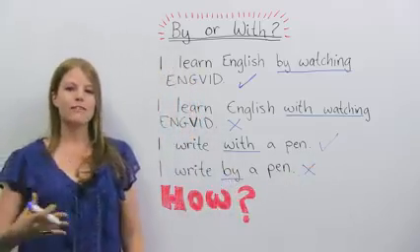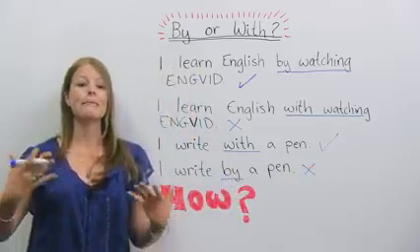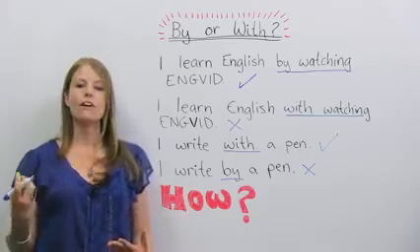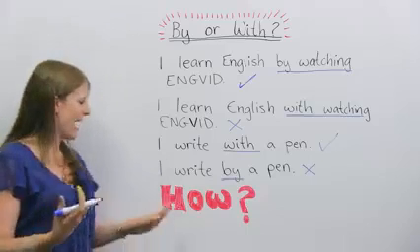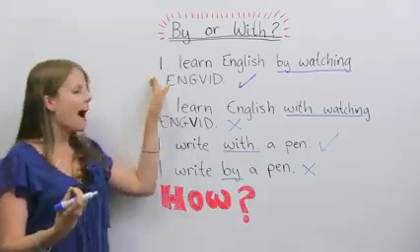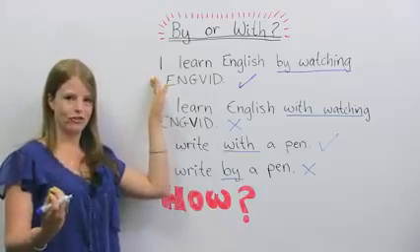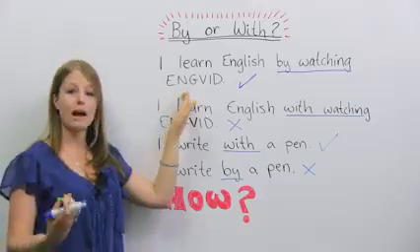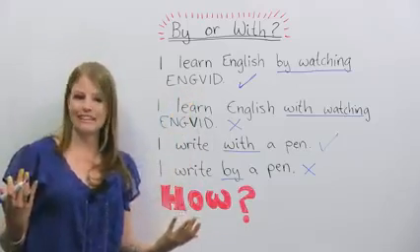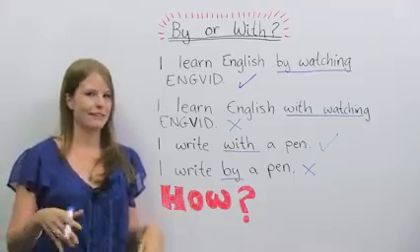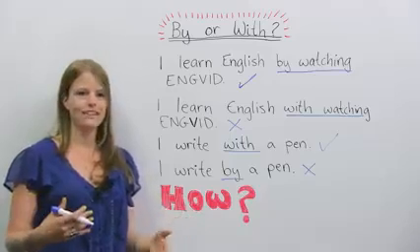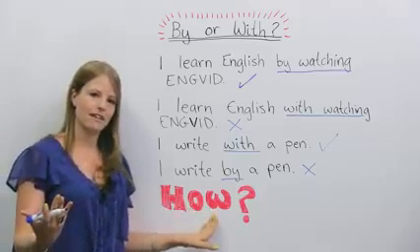So before we talk about some of the differences, let's talk about the similarities. How are by and with the same? Well, they both answer the question how. How do you learn English? I learn English by watching Ingvid. I learn English by reading my dictionary every night. That's probably not a good idea, but I learn English by talking to people. So that's answering how you do something.